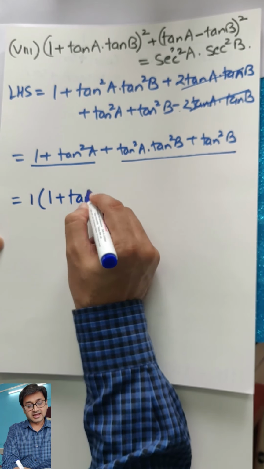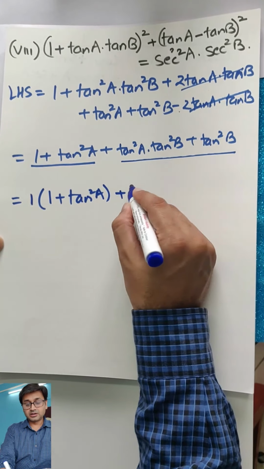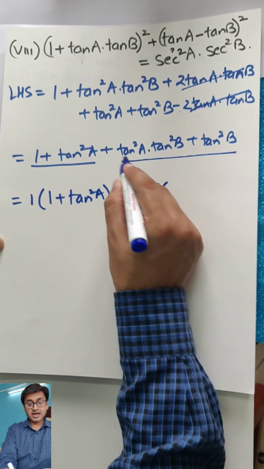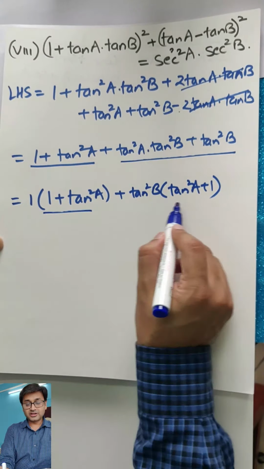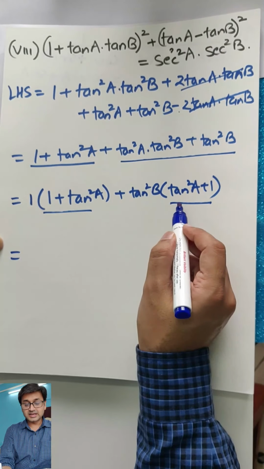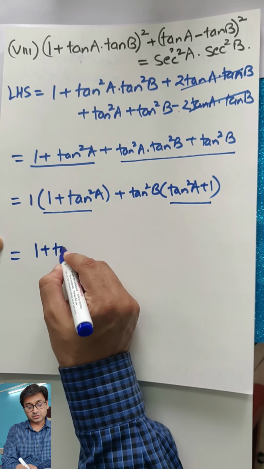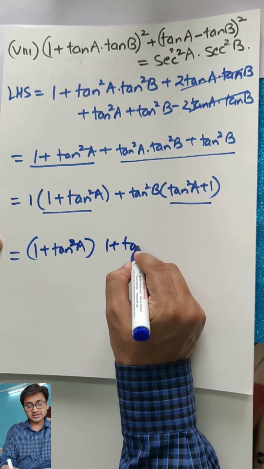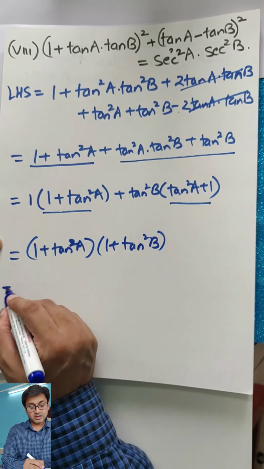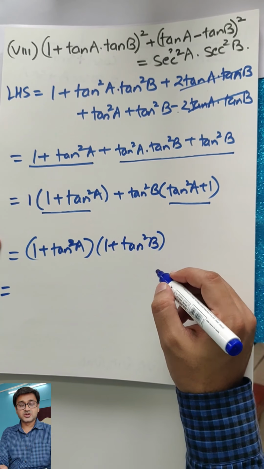So 1 plus tan square a. I am pulling out tan square b common and I will get tan square a plus 1. So both matched. Now in these two parts I can pull out 1 plus tan square a common. So what will be left is 1 plus tan square b. Just work out the square ratios, magic will happen.